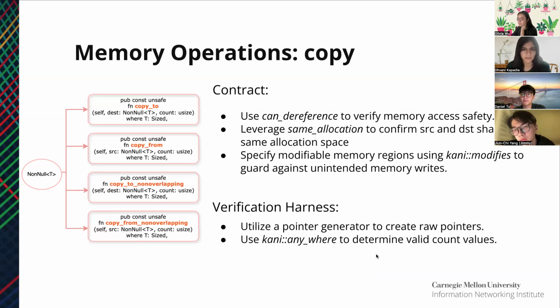For the harness, it follows a similar pattern for all four. First, we generate an arbitrary non-null pointer. Then we'll create a source and destination pointer using the pointer generator API. And finally, we'll have a max count where we define the size, and then we'll call the unsafe functions and apply that.